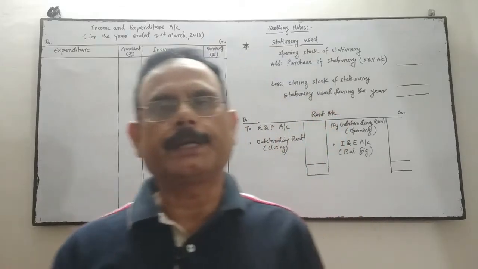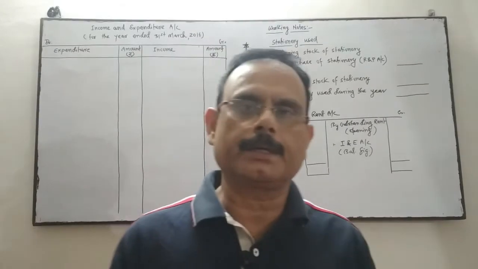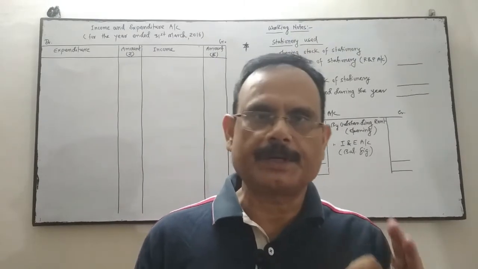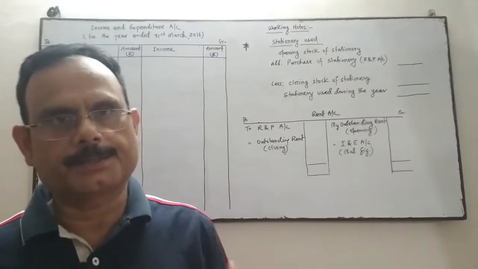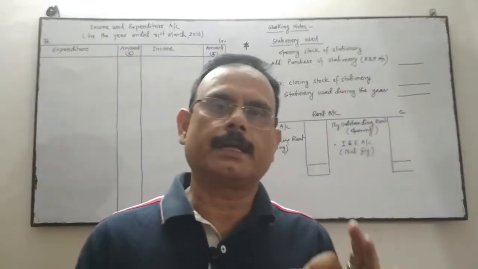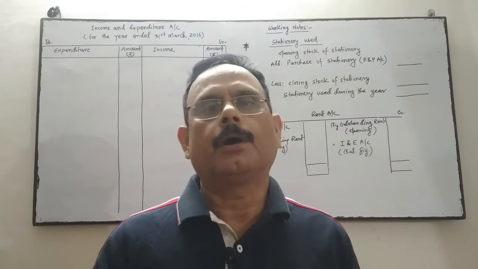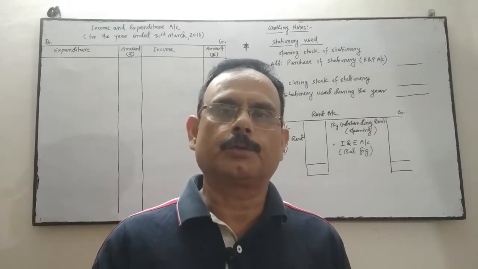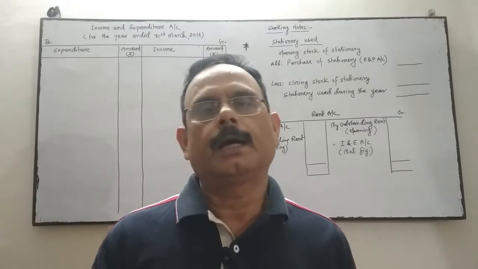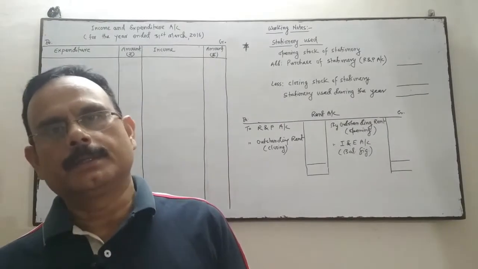Now after completing the receipts and payment account, income and expenditure account and balance sheet, it's time to solve the problem of this chapter, not for profit organization. I'm going to give you one question.